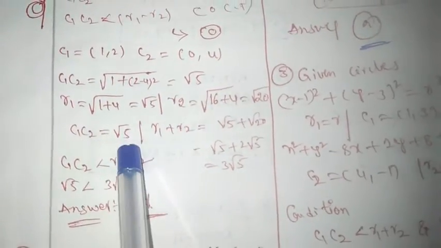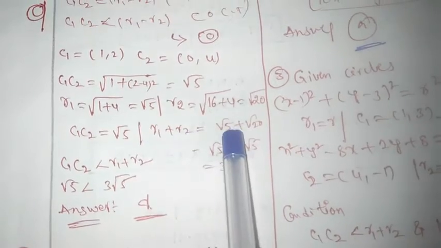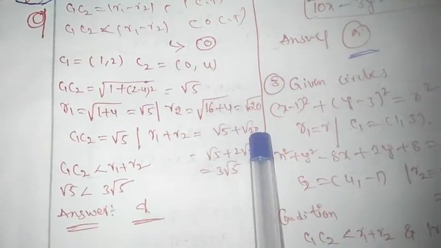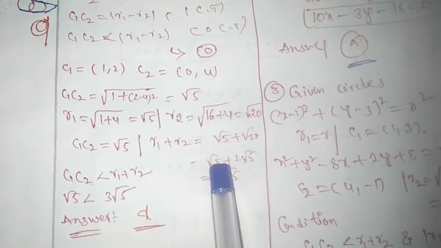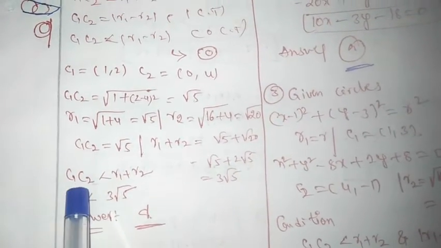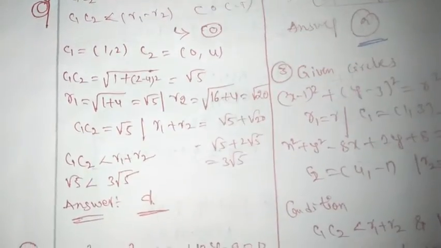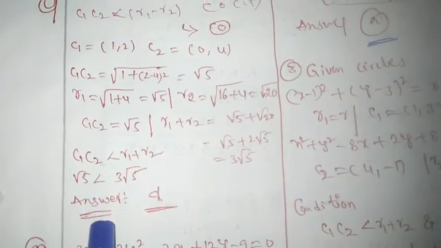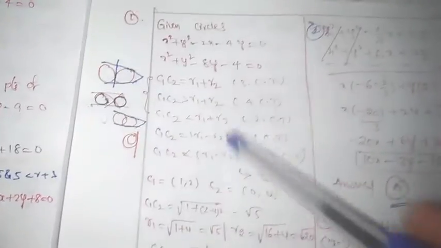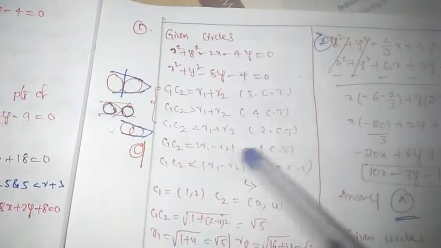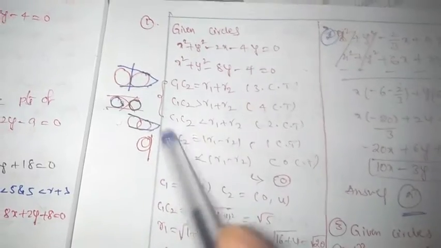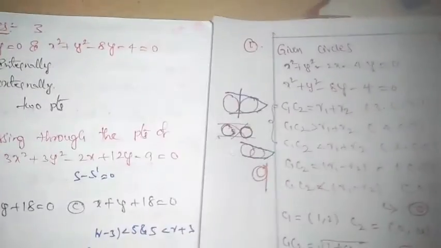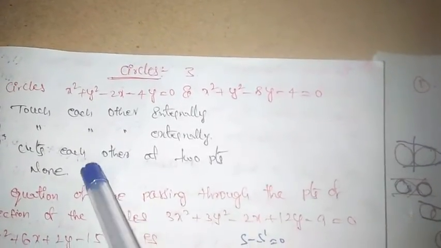Now C1C2 is root 5, R1 is root 5 and R2 is root 20. R2 can be written as 2 root 5. So R1 plus R2 is root 5 plus 2 root 5, which is 3 root 5. So clearly C1C2 is less than R1 plus R2. So the answer is D. In this case, C1C2 is less than R1 plus R2, so they do not touch each other internally, and there is no matching option, so the answer is D.